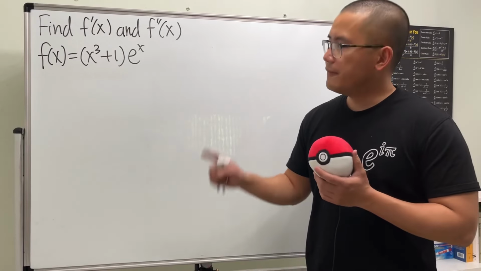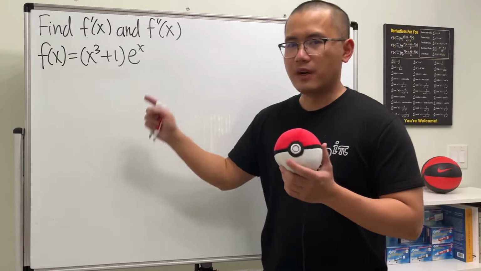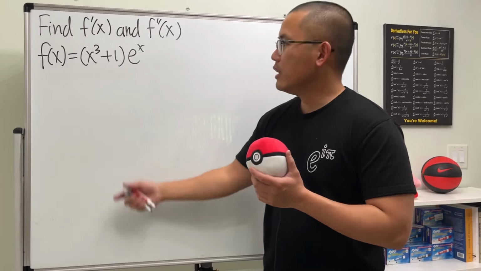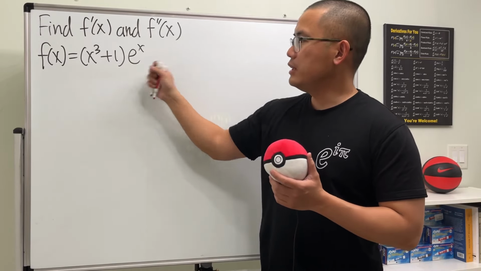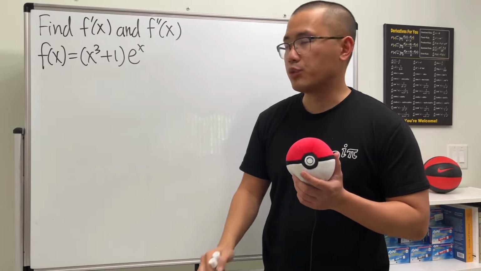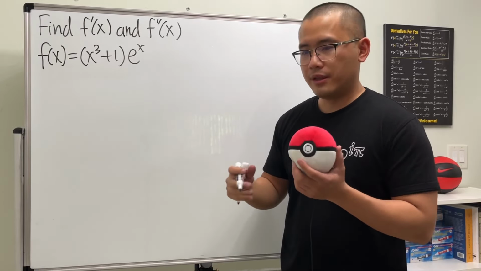Alright, we are going to find the first and also the second derivative of this function, and let's just go ahead and get to work. We see that we have this times e to the x, so we have to use the product rule. And let's try to just write down the answer along the way.